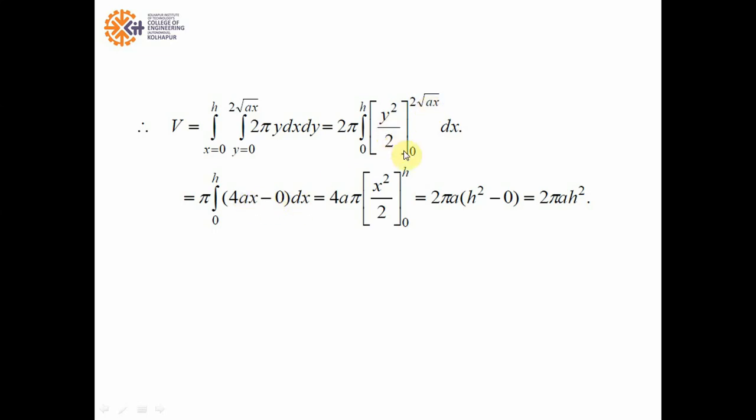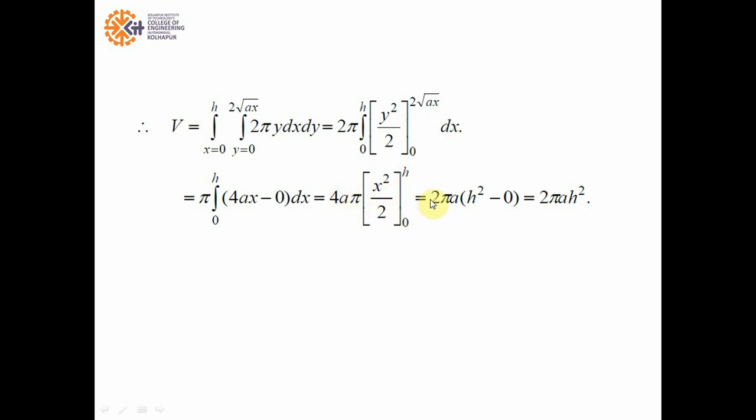When you put y is equal to 0 lower limit, this term becomes 0. So it is 4ax dx. That is equal to 4a, a constant, taken outside of the integration sign. So it is 4a pi, and now take the integration of x with respect to x, we get x square upon 2 with upper limit h, lower limit 0.